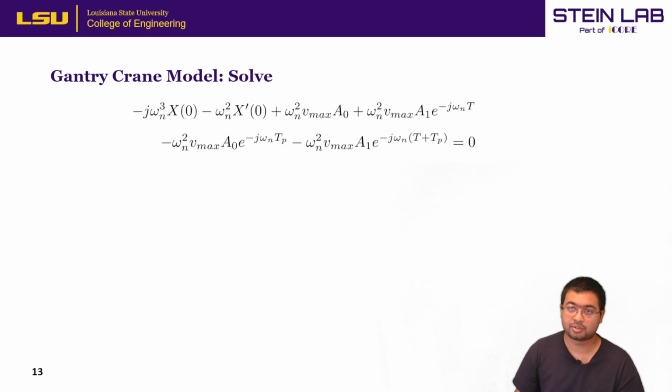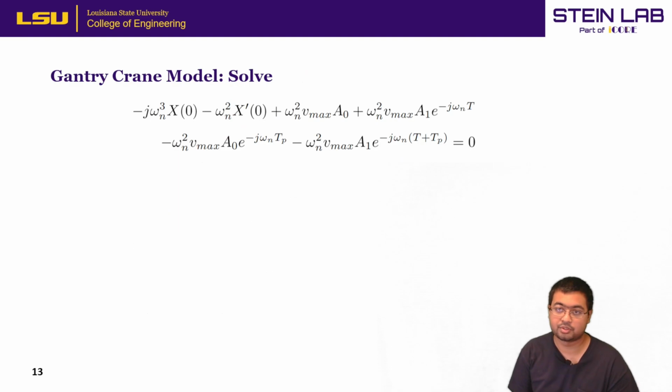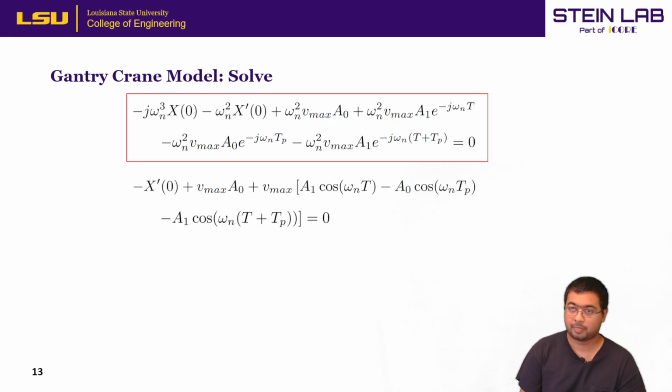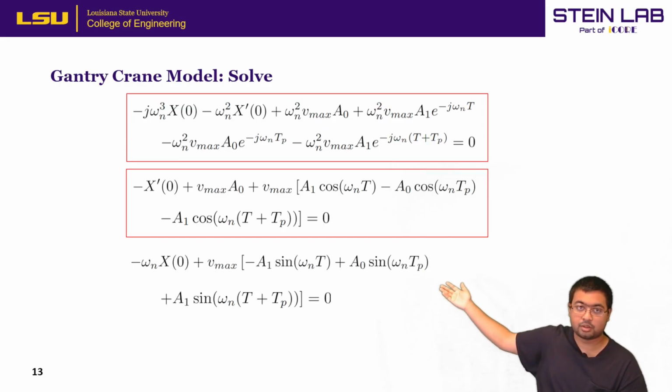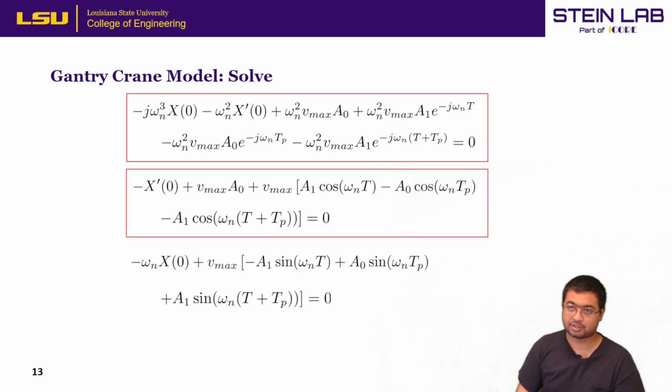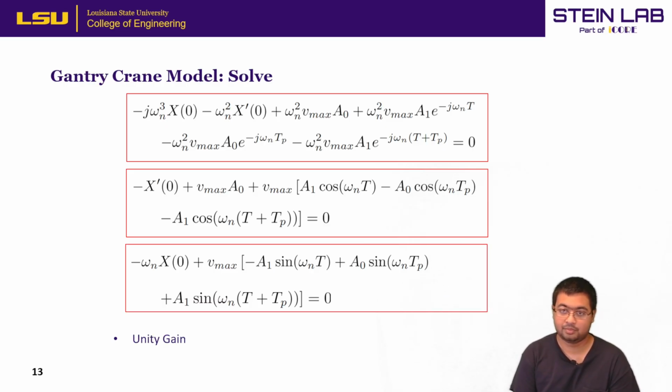So again, we'll apply our time delay filter to the original system, and we'll attempt to solve for our gains and our delay time. Here is our real component, and here is our imaginary component, both also set equal to 0. And once again, we'll have unity gain: A0 plus A1 equals 1.